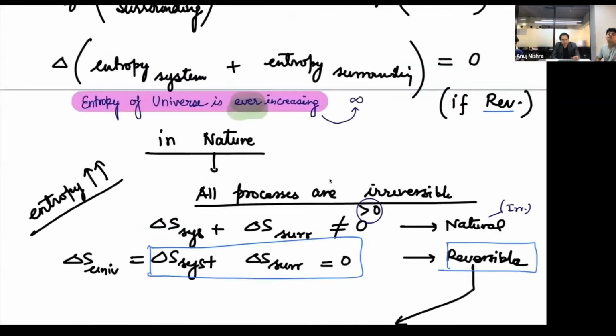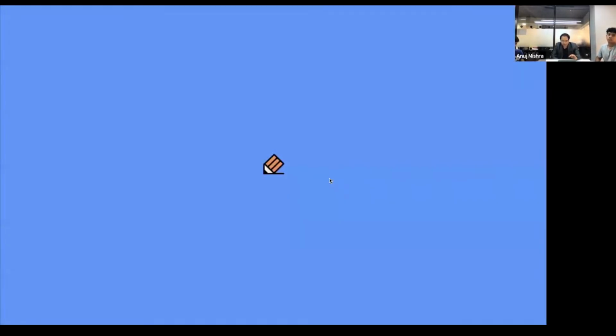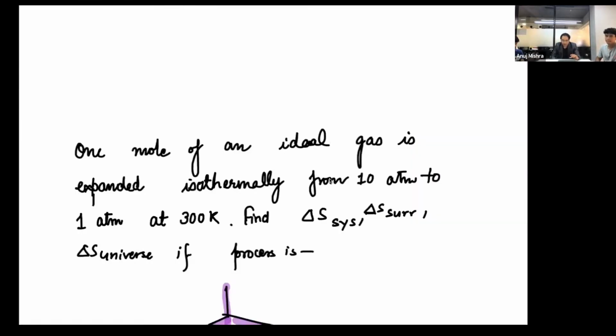So now if it is clear, let's come back and write case by case, solve questions and try to understand. Write the first question. 1 mole of an ideal gas is expanded isothermally.